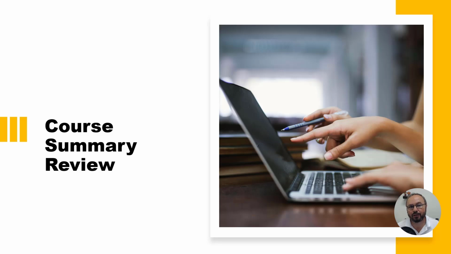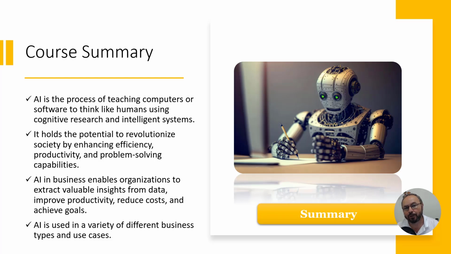In this lesson, let's go through a short summary of what we covered in the course. So we learned about AI. We know that AI is the process of teaching computers how to think and act like a human from a response perspective. We also learned that AI has the potential to revolutionize business, increase productivity, solve problems, provide content, any number of capabilities. We also learned as well that businesses can take full advantage of different use cases and the different types of AI as well.